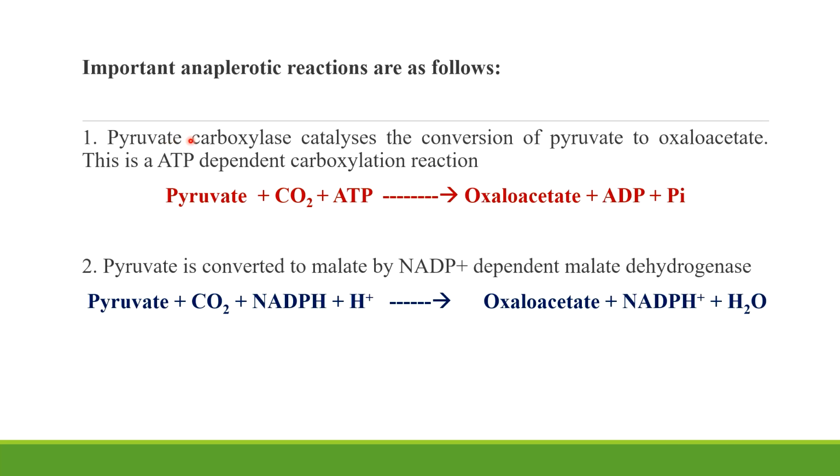Let us discuss some important anaplerotic reactions, of which the first one is formation of oxaloacetate. Pyruvate carboxylase catalyzes the conversion of pyruvate to oxaloacetate, and this reaction is ATP dependent, and this oxaloacetate enters the citric acid cycle. Pyruvate is also converted to malate by the NAD plus dependent malate dehydrogenase. So pyruvate is converted to oxaloacetate by the enzyme malate dehydrogenase.